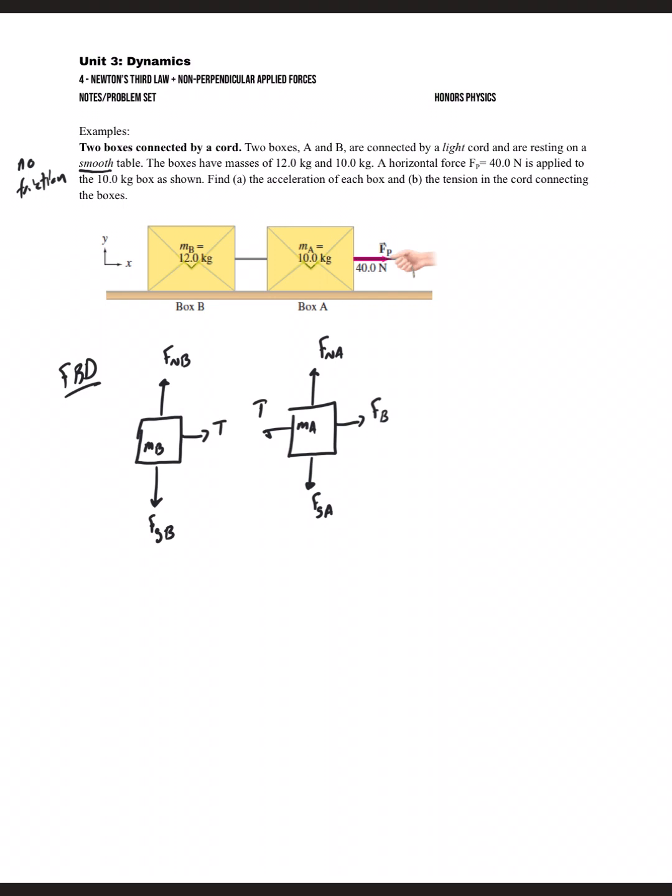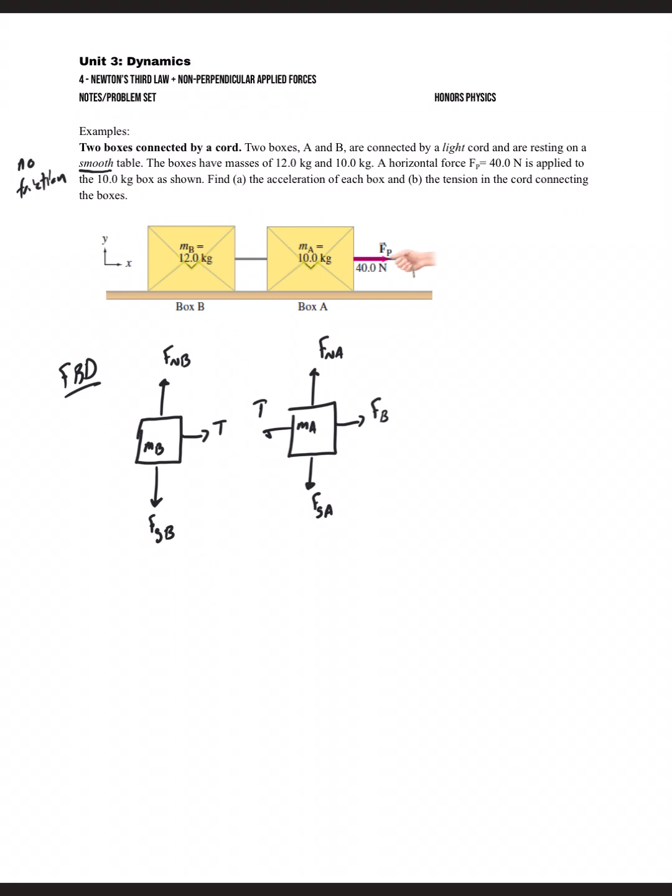And here we have our free body diagrams. We have the mass B, the 12 kilogram mass, with its force of gravity pointing downward, its normal force pointing upward, and the tension in the string pointing to the right. Notice there is a frictionless table here, so there is no friction represented in this diagram.